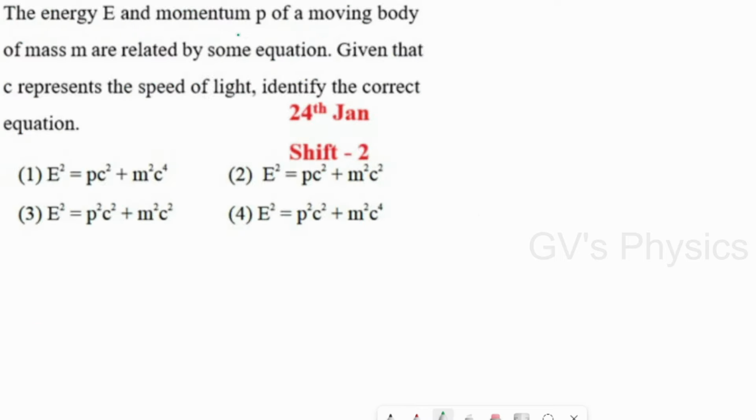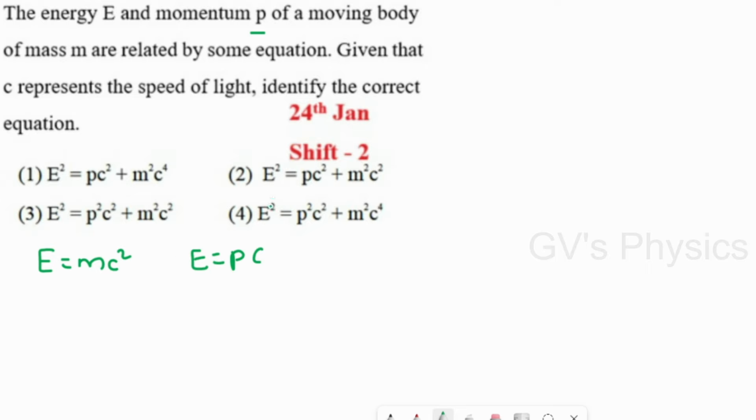The energy E and momentum P of a moving body of mass m are related by some equation. Given that c represents the speed of light, identify the correct equation. Okay, so mainly this equation is from the Einstein equation, that is E is equal to mc square, and from the energy of a photon, E is equal to pc. So using these two equations, we can find the correct equation. So you can check the options.